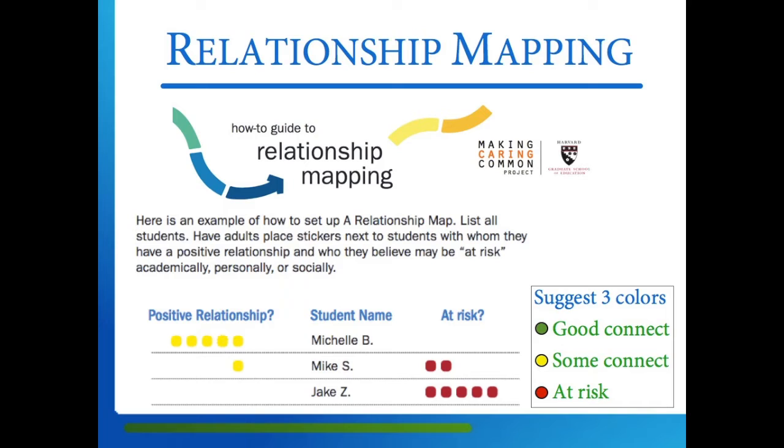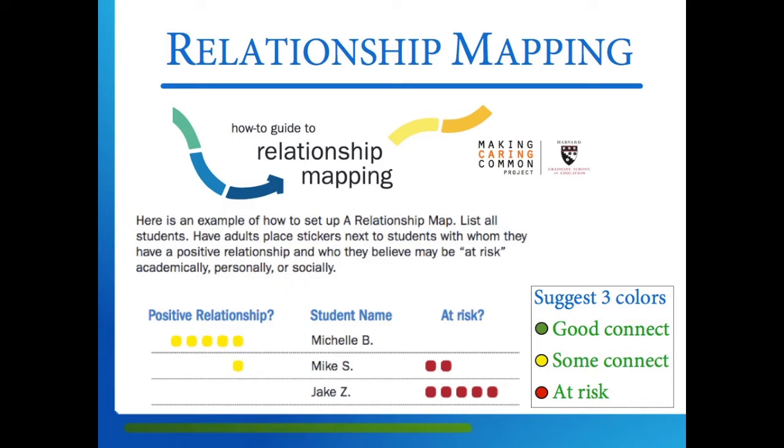The great folks at the Making Caring Common program of the Harvard University Graduate School of Education have a very easy to implement guide to relationship mapping that will allow your school staff to identify students who they perceive to be at higher risk, as well as their relationships with those students. I suggest a slight modification. The Harvard folks use two different colors. I suggest three. Green for a good contact, yellow some contact, and red for identifying those at risk.